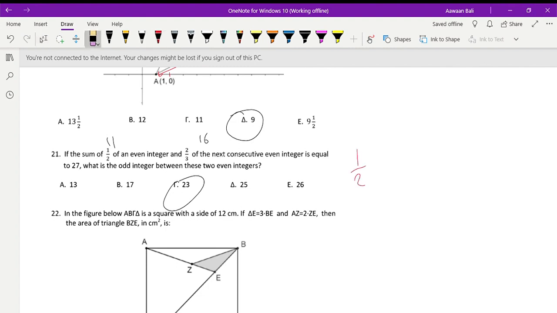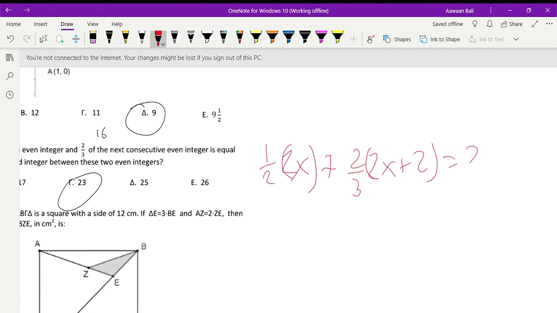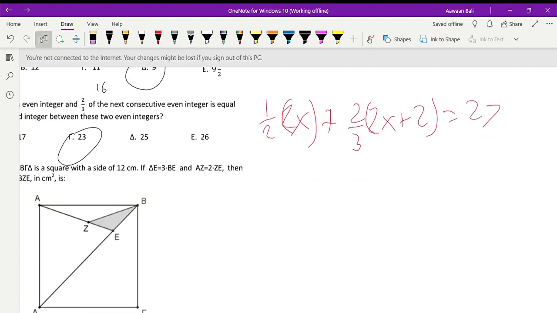However, when you're doing another method here, you can just use half of 2x, to be more sure, plus 2 upon 3 of 2x plus 2. There. Easy, right? And that's 27. So we know a half of 2x is obviously x. And then 2 upon 3 of 2x plus 2 would be 4 upon 3x plus 4 upon 3.